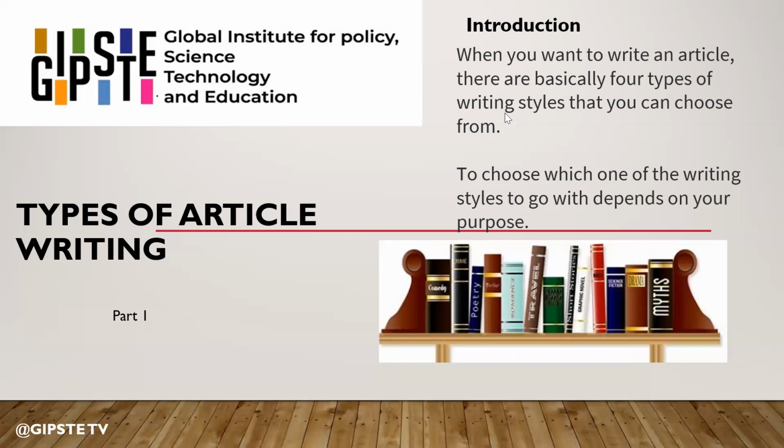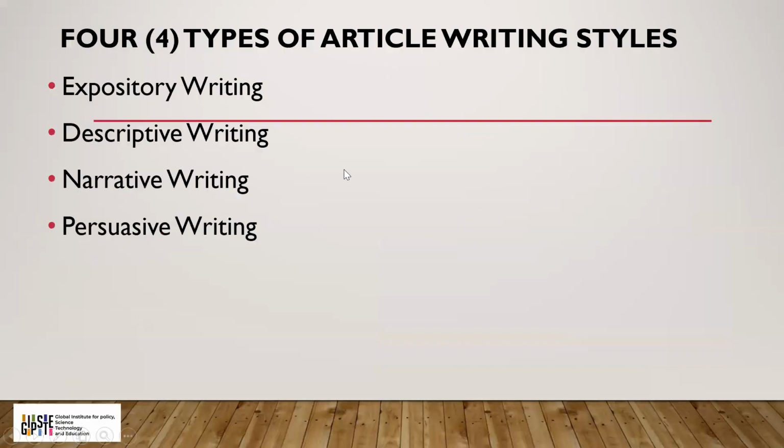All right, before you decide to write an article, you must decide the type of article you want to write in terms of the style of writing. It's very important. Basically there are 4 types of writing style that you can choose from. But note that choosing which writing style to go with depends on your purpose of writing. Do you want to persuade, or do you want to describe a situation, or do you want to give an account of what has happened in your life? All these purposes will inform the type of writing style that you adopt.